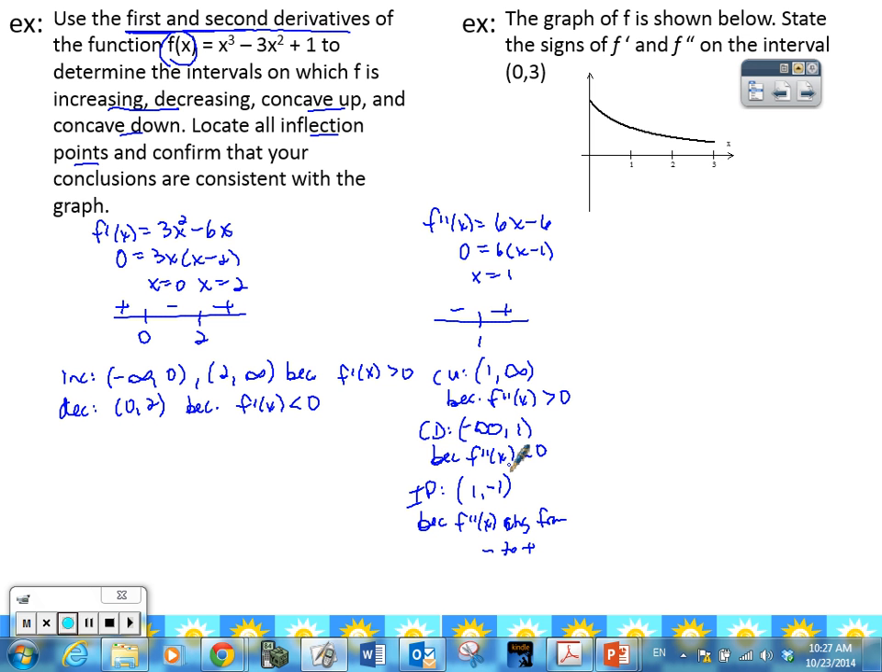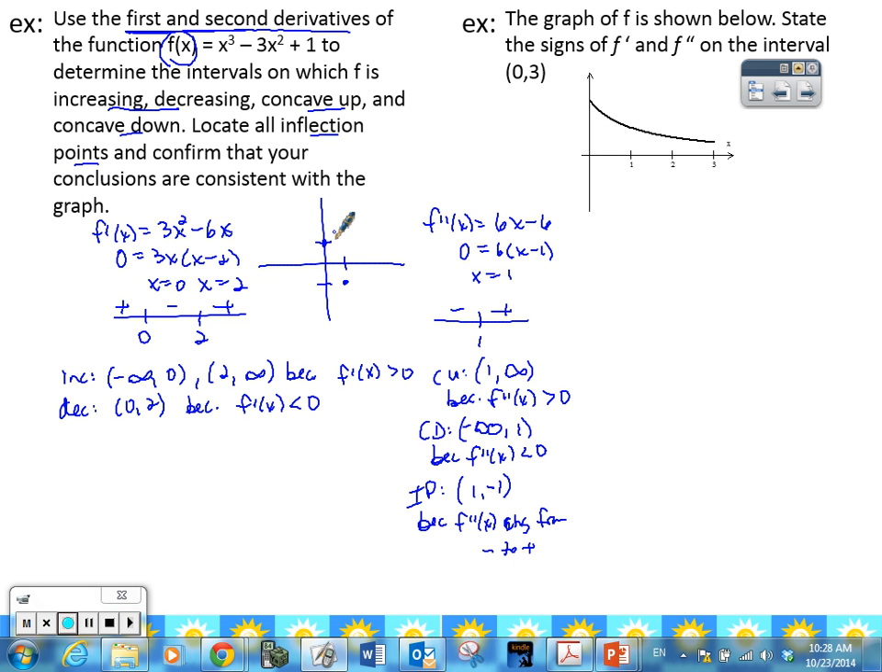Okay? So now we're supposed to graph this and see if our findings are consistent. So let's see. We have an inflection point at 1, -1. So let's go ahead and graph that. Okay, there's the inflection point. We really don't have any other points. We could easily get our y-intercept, right? That's pretty easy to get. It's 1, just to help me with the graph.